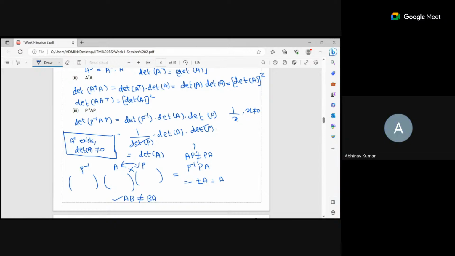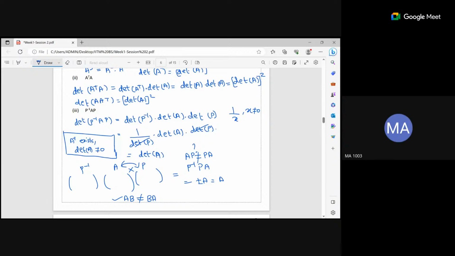Because the determinant commutative property works in determinants, we can shift the determinant of P one step below and have the determinant of P inverse into P into A. Yeah, that way also we can do. Of course, that is another way of doing it.